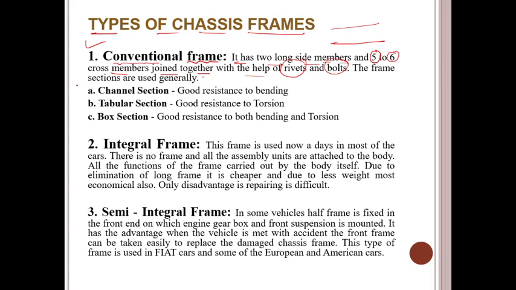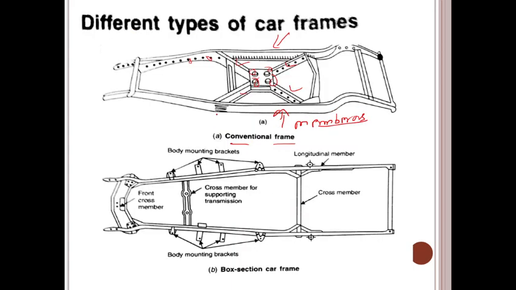Here there are channel sections, tubular section, and box section. Channel section has good resistance to bending, so the chassis frame does not bend. Tubular section means good resistance to torsion, meaning there is no rotation, no twist. And box section means good resistance to both bending as well as torsion, meaning it does not bend and does not rotate. That is called the box section, okay.